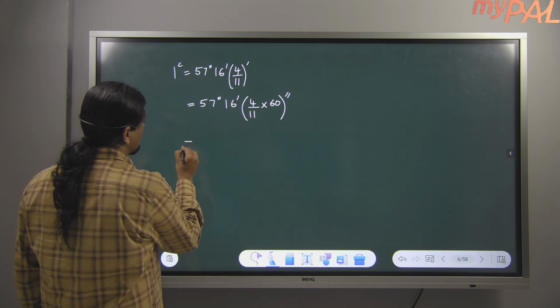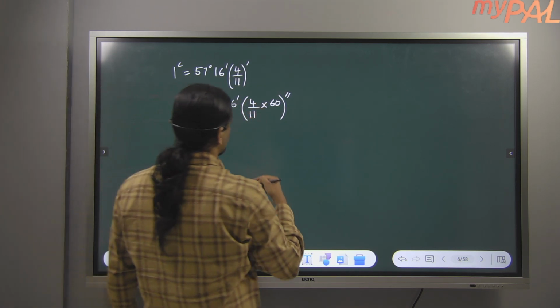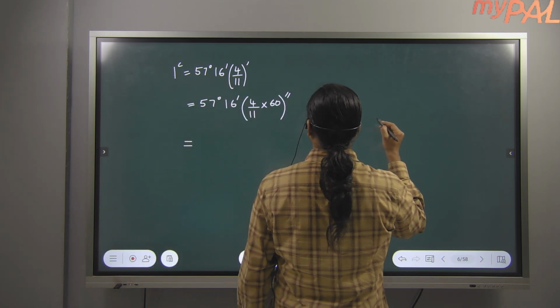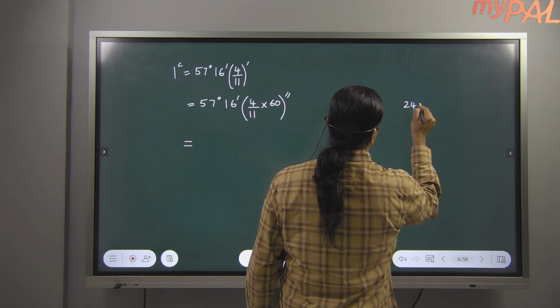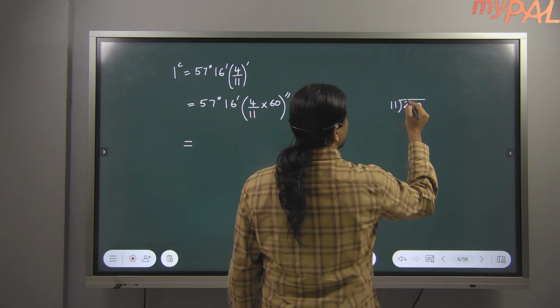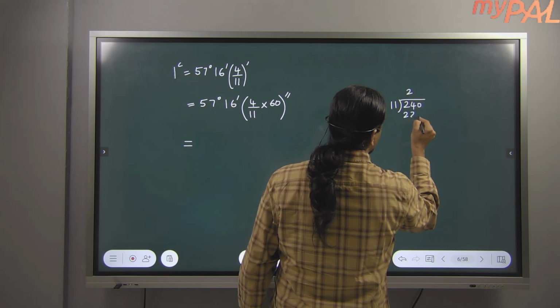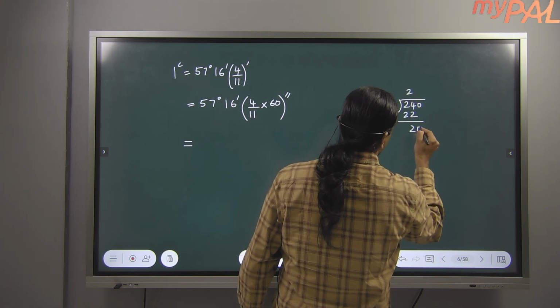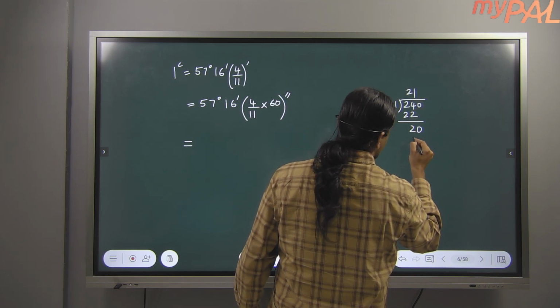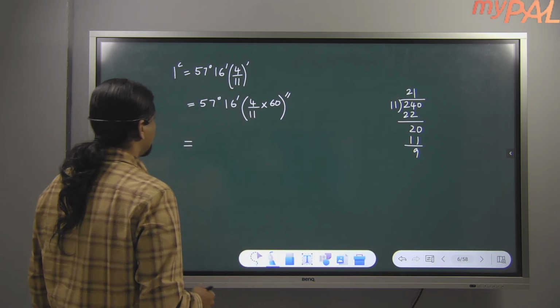So we are reaching very close to the answer. So again I have to convert. 4 into 60, how much is it? It is 240. I have to convert 240 in terms of seconds. So 240 divided by 11, how much is it? 11 goes twice, 22. 2 is left out, 20. It goes once, and 11, 9 is remaining. Let's not go further.